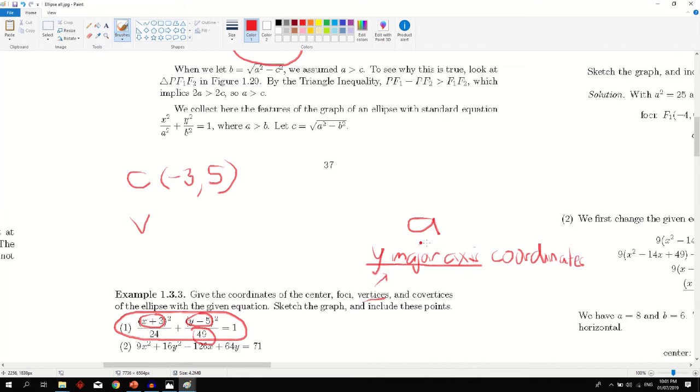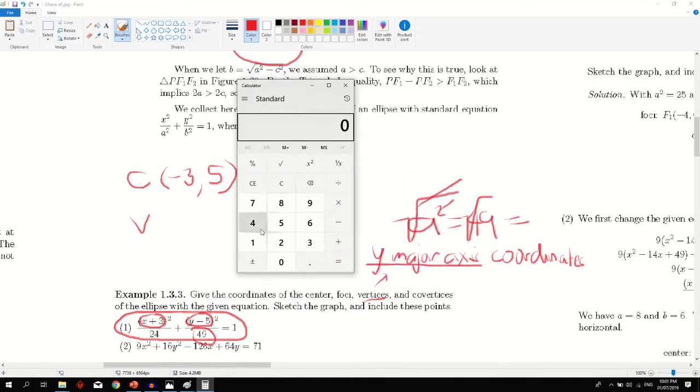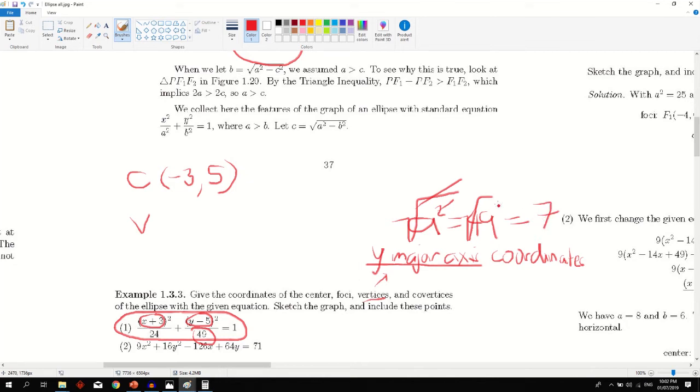major axis. Okay, so if it is Y major axis, then A square is equal to 49. So we square root that, then A is equal to, let me use the calculator to make sure it's correct. The square root of 49 is equal to 7. Okay, but not yet. The vertices of the y major axis is 7.